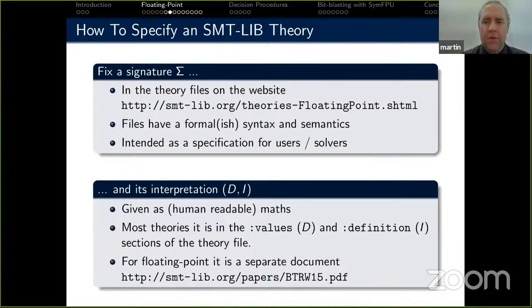Most of the SMT-LIB theories, the interpretation is actually described in the theory file itself. Floating point's a bit of an exception just because maybe we're tied with strings now, but it's the largest and most complex of the theories. So we actually have the semantics in a separate document. So what I'm going to do is just run through a bit of how that semantics works so you can actually make sense of it if you need to implement it.